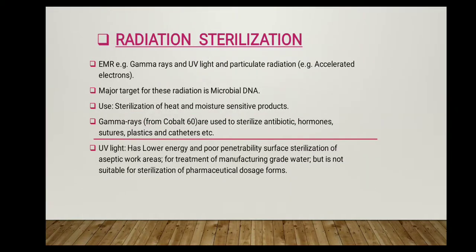Radiation sterilization: electromagnetic radiation, for example gamma rays and UV light, and particulate radiation, accelerated electrons. The major target for this radiation is microbial DNA. Used for sterilization of heat and moisture sensitive products. Gamma rays from cobalt-60 are used to sterilize antibiotics, hormones, sutures, plastics and catheters, etc. UV light has low energy and poor penetrability. It is used for surface sterilization of aseptic work areas and for treatment of manufacturing grade water, but is not suitable for sterilization of pharmaceutical dosage form.